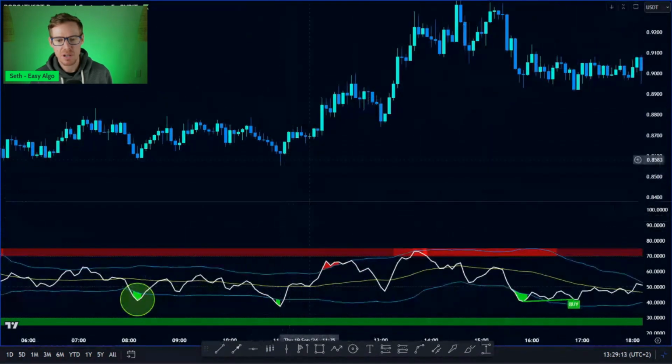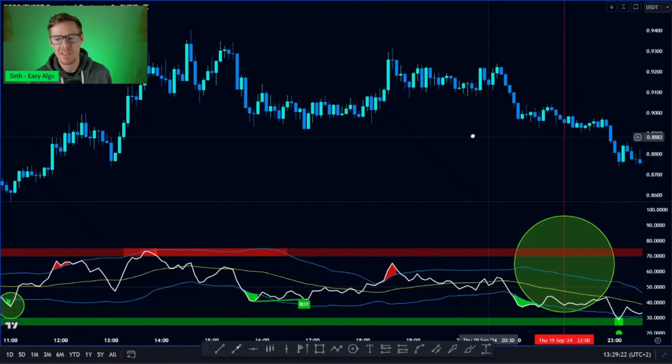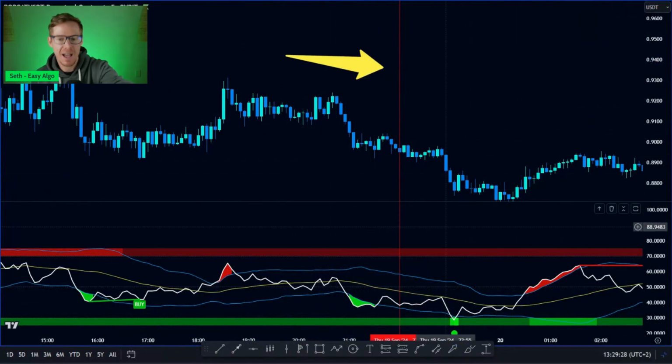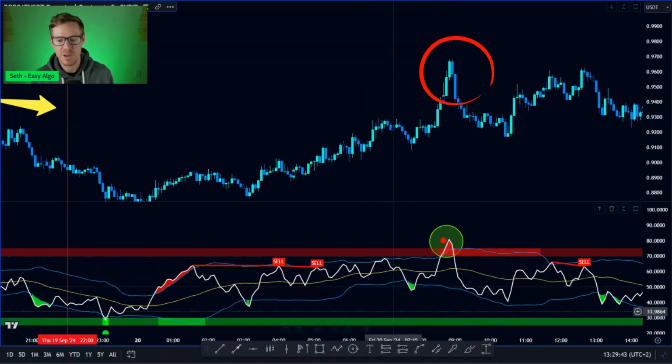Every time we get a shark fin becomes another entry. This one would have been fantastic. Look at that, another 8%. Divergence over here, this would have been another one. And then at this point, we would have stopped looking for our longs because we know on the higher time frame, the RSI line has dipped below the middle line. So now we're only looking for shorts. And you can see every time we get a red shark fin, we look for our short entries.